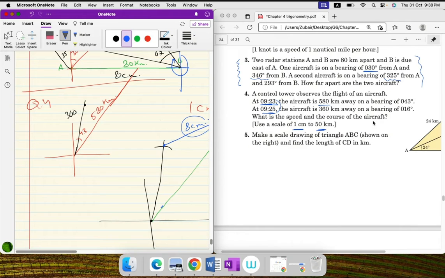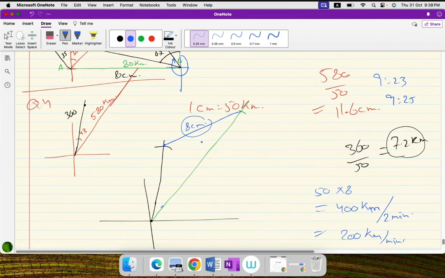If there's no specific unit required, what is the speed? So no specific unit is given. So that is 200 kilometers per minute according to our scale and assumptions, right? And the course is the direction.